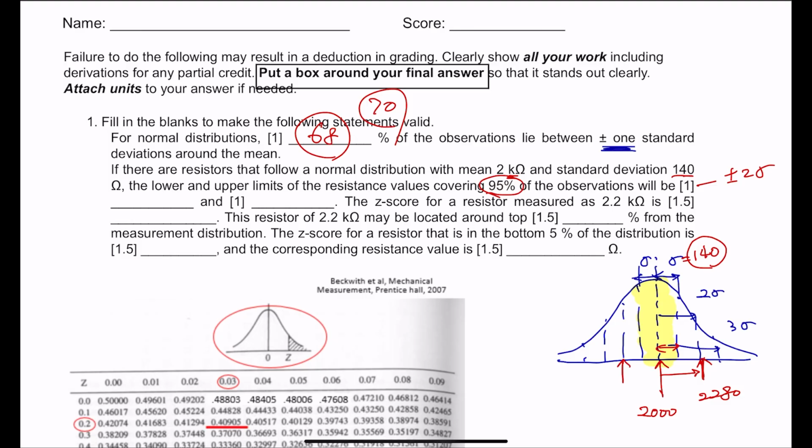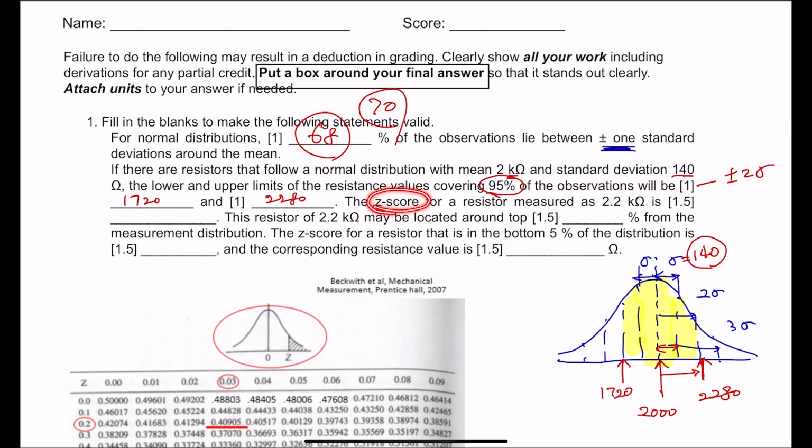And the value down there is going to be 1720. Is that right? Yeah. So this colored area is going to be 95% of the total area. So the values I'm looking for are 1720 and 2280. Something like that, all right? So that's the range that covers 95% of the distribution.